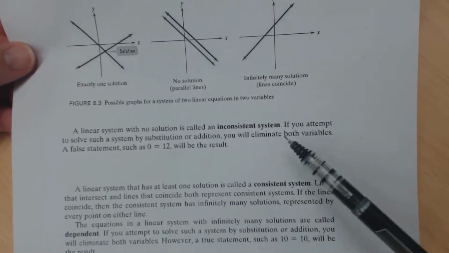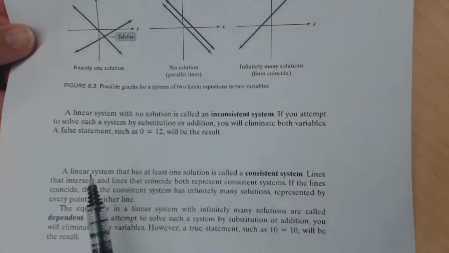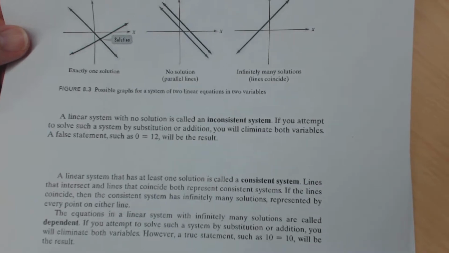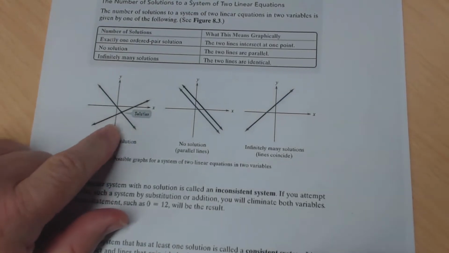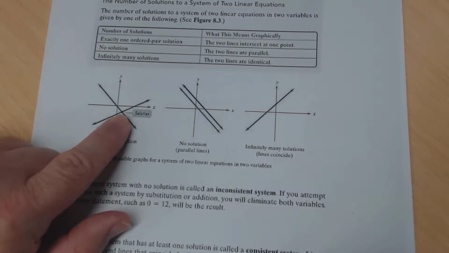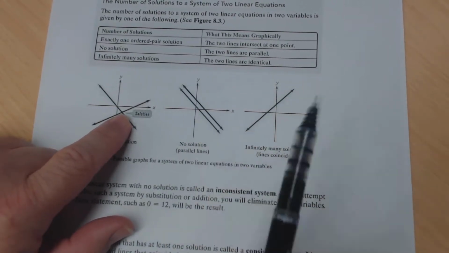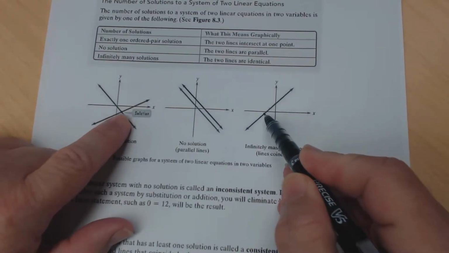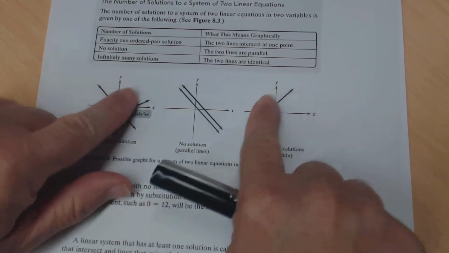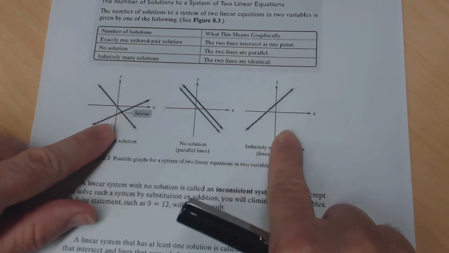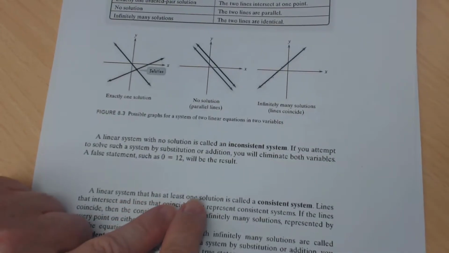So an inconsistent system is a linear system with no solution. Okay? All right. And then a consistent system is a linear system that has at least one solution. Okay, it says at least. That's the definition of a consistent system. So if you look at this right here, this linear system has one solution because they only intersect in one place. This linear system, remember, they coincide, so there's an infinite number of solutions. All these points on that line are solutions, and there are an infinite number of them. So both of those are consistent systems.